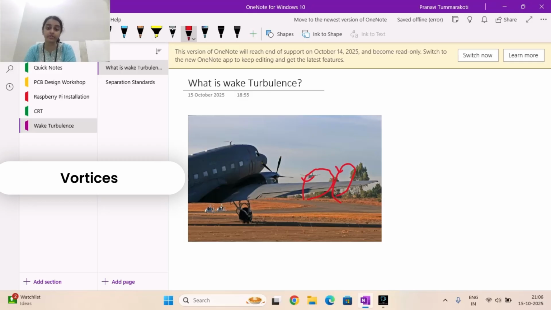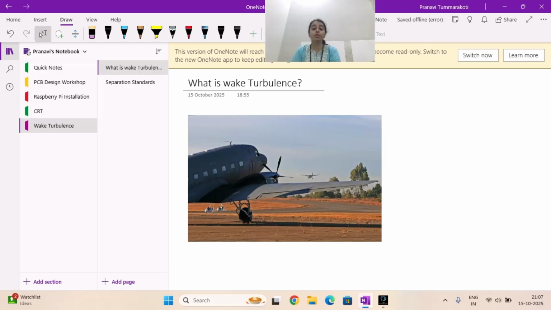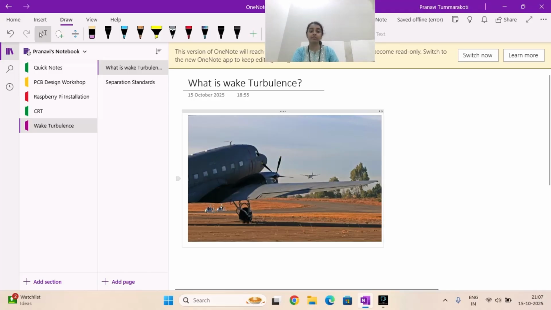Now these vortices are very much dangerous. The intensity of vortices is compared to that of mini tornadoes. So that is what makes it dangerous, due to which the impact of these vortices not only spreads across the wings but also spreads to 10 times that of the wingspan. Now wingspan is nothing but the length of the wing.